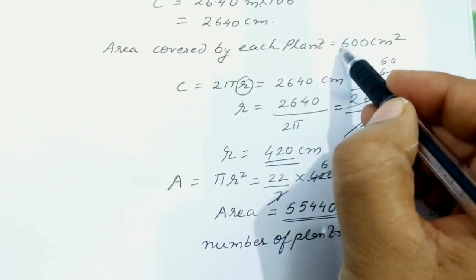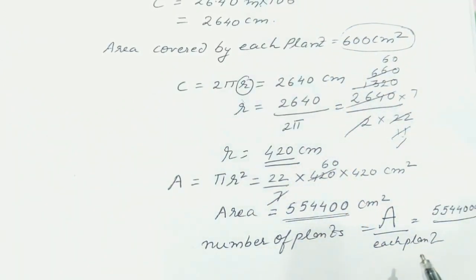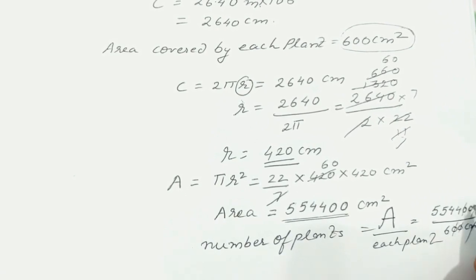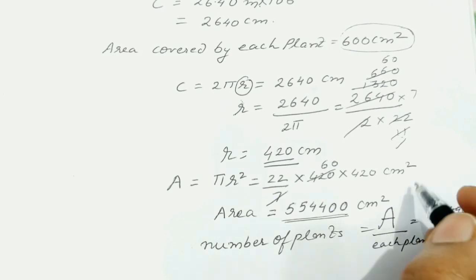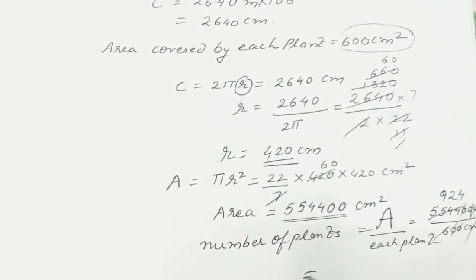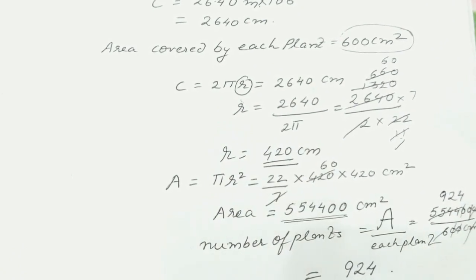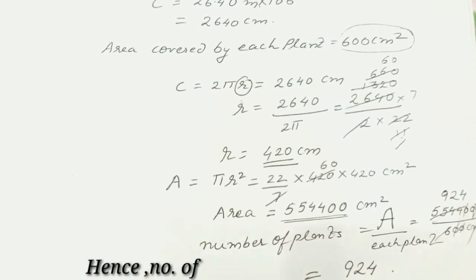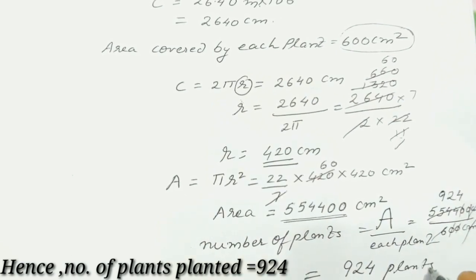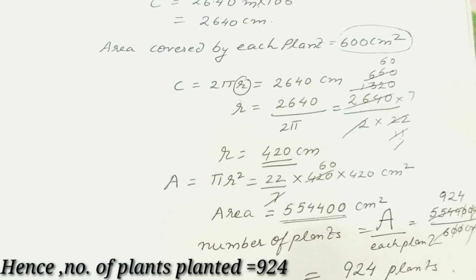What is the area of each plant? 600 centimeter square. So divide by 600 centimeter square. Centimeter cancel. 0 and 0 are cancelled. When you divide this, you will get 924 plants. So the number of plants equals 924. Clear, children? Hence we reach the conclusion. How many plants can be planted? 924 plants can be planted in the garden.